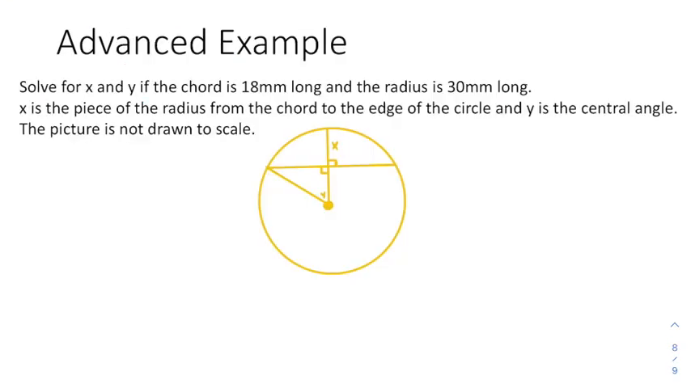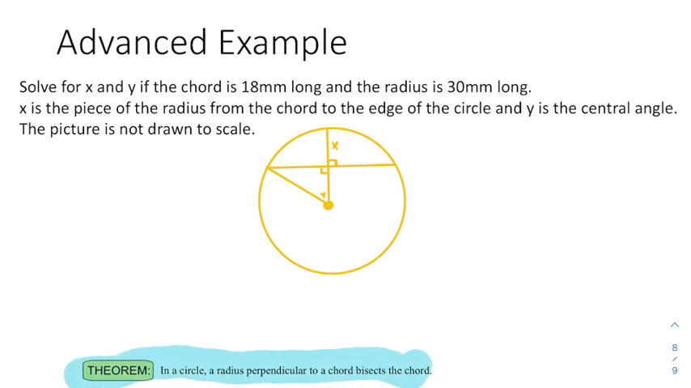In this last problem, we're going to deal with a circle that has a radius intersecting with a chord forming right angles. We're told that the chord is 18 millimeters long and the radius is 30 millimeters long. We're going to rely on a theorem from geometry that says that in a circle, a radius perpendicular, that means forming right angles, to a chord bisects the chord. Bisects means it cuts the chord in half.